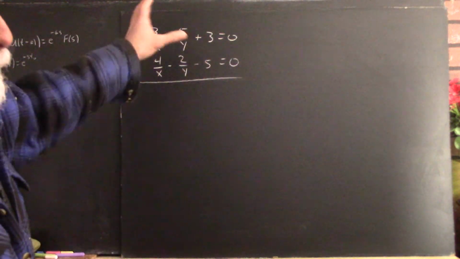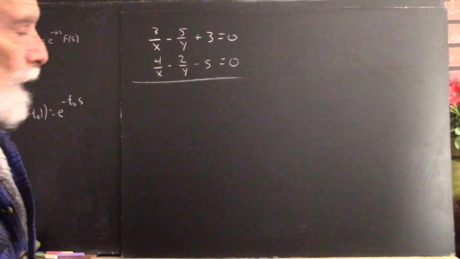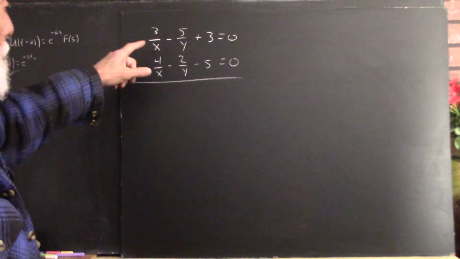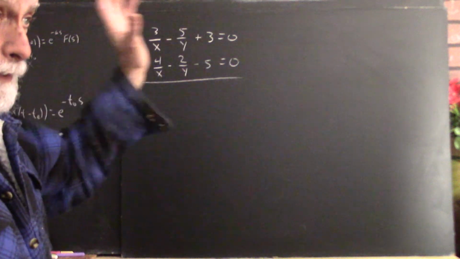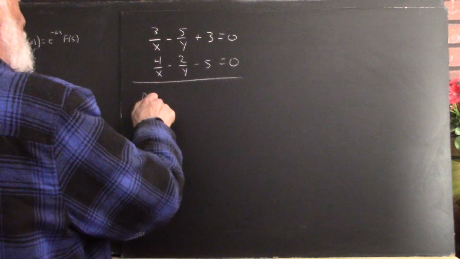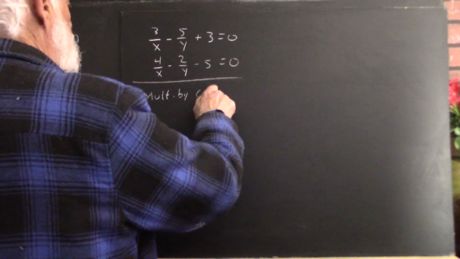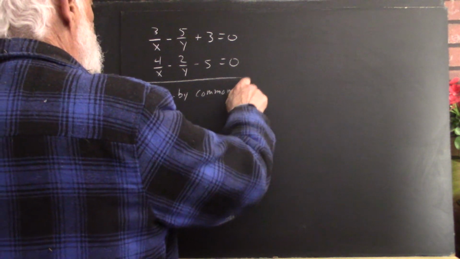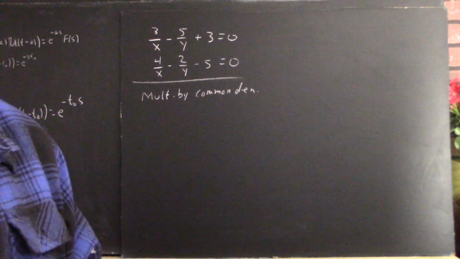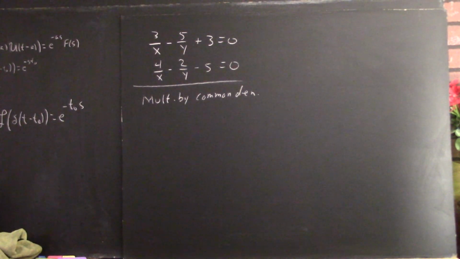Now I have no idea whether this is going to come out with a real solution or complex solution. But what do we do when we have denominators? We find a common denominator for the whole equation and multiply everything by the equation, okay? So we start by multiplying by the common denominator. Now I just realized I haven't made a break in the video, and I'm going to do that.